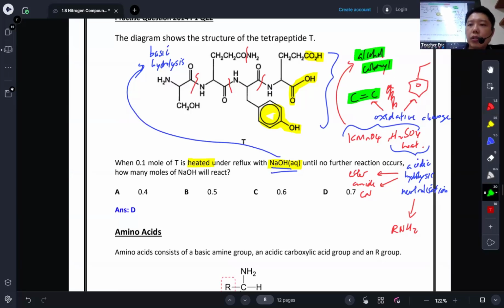Okay, so just look out for how many functional groups: 1, 2, 3, 4, 5, 6, 7, 8. So if they give you KMnO4, there's actually a lot of things to look out for. You just need to scan in your brain which functional groups are present in the molecule that you're dealing with.